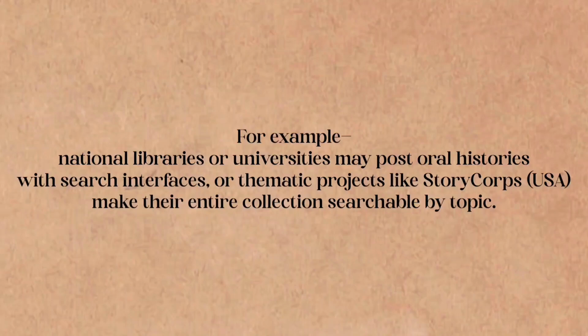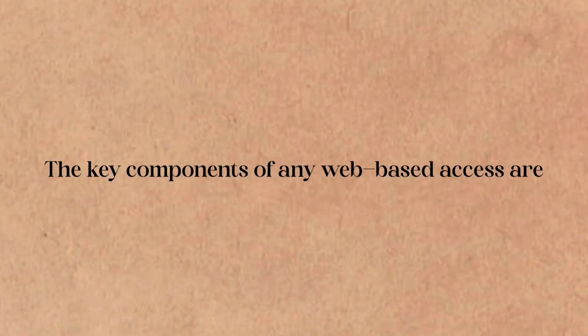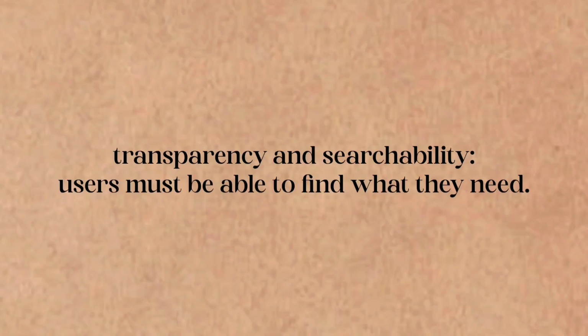In addition to these specific initiatives, many large-scale oral history archives now have online portals. For example, national libraries or universities may post oral histories with search interfaces, or thematic projects like StoryCorps make their entire collection searchable by topic. The key components of any web-based access are transparency and searchability. Users must be able to find what they need.